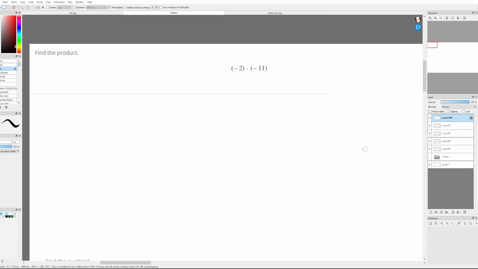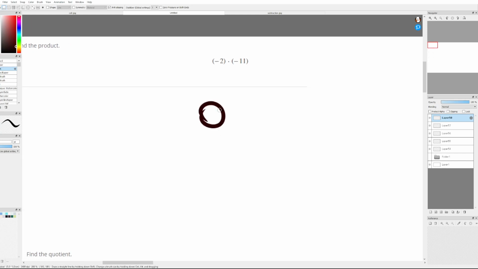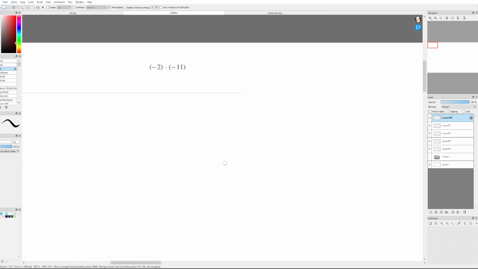Hi, today we're going to be talking about multiplication and division with real numbers. Again, relatively simple, but it's good to have a reminder every now and then.